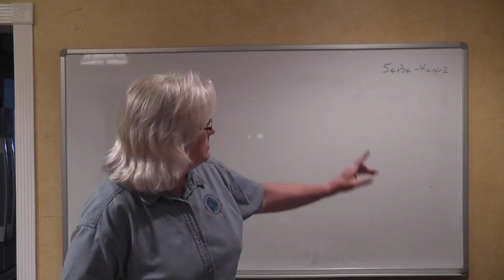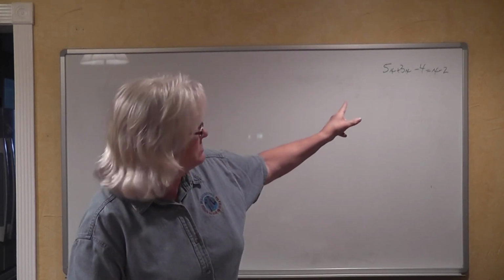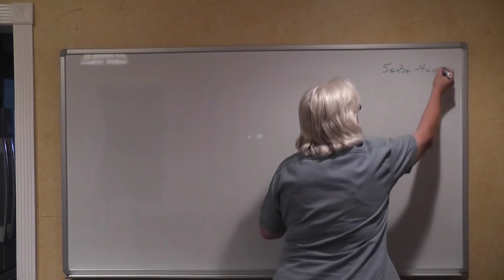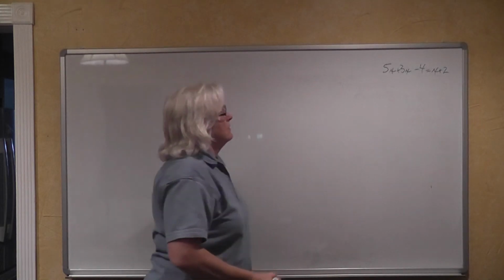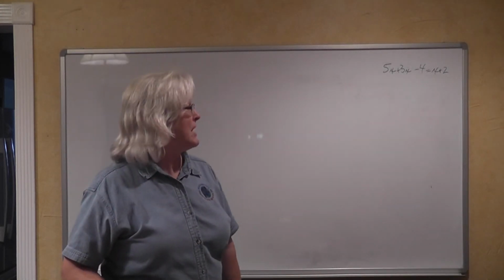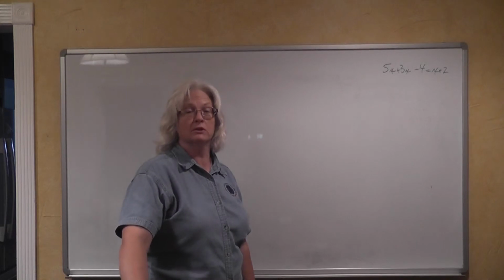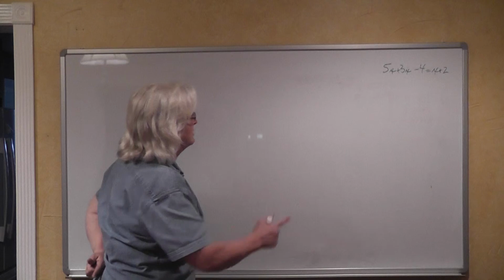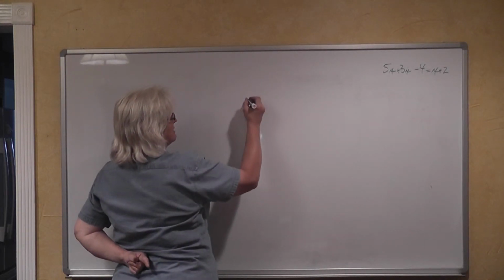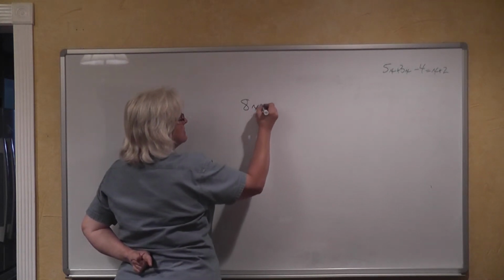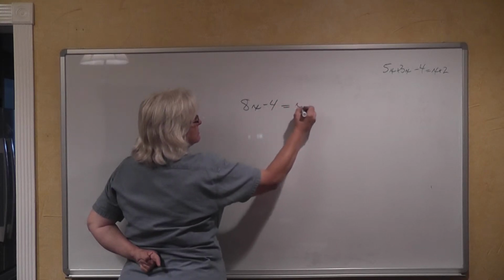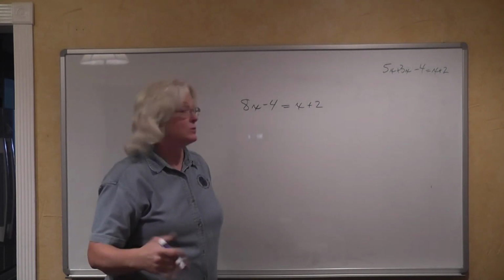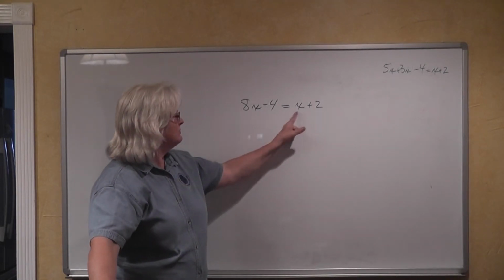Here's one final example. 5x plus 3x minus 4 is equal to x plus 2. What are we going to have to do? Well, we have to combine like terms first, don't we? 5x plus 3x is equal to 8x, minus 4 is equal to x plus 2. We have variables on both sides of the equation.